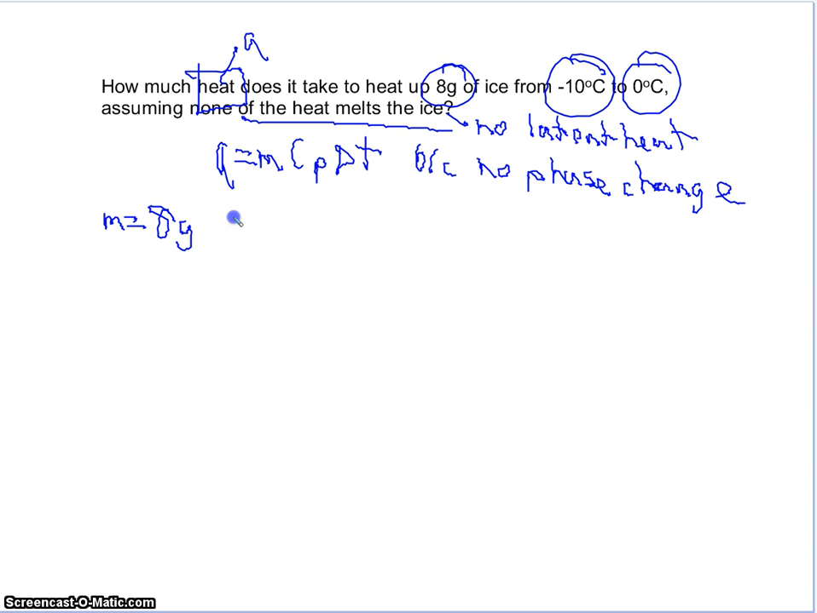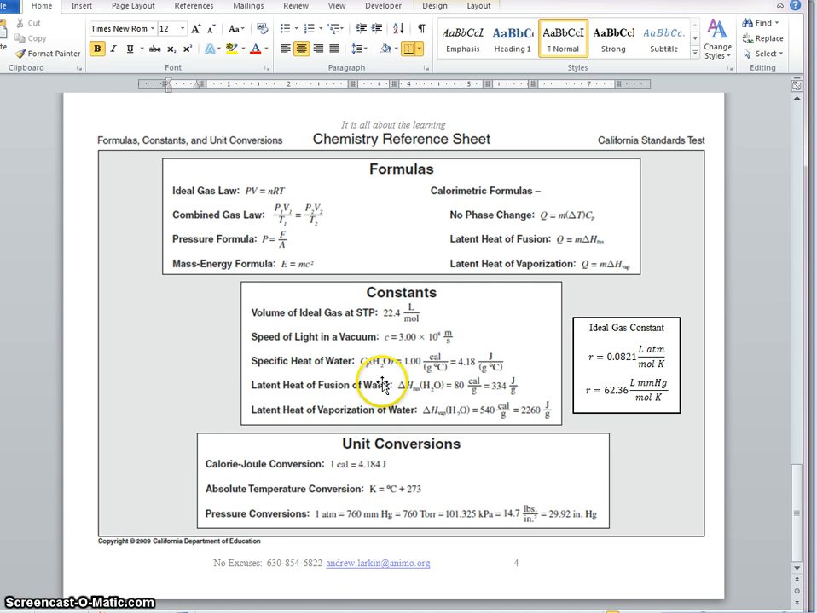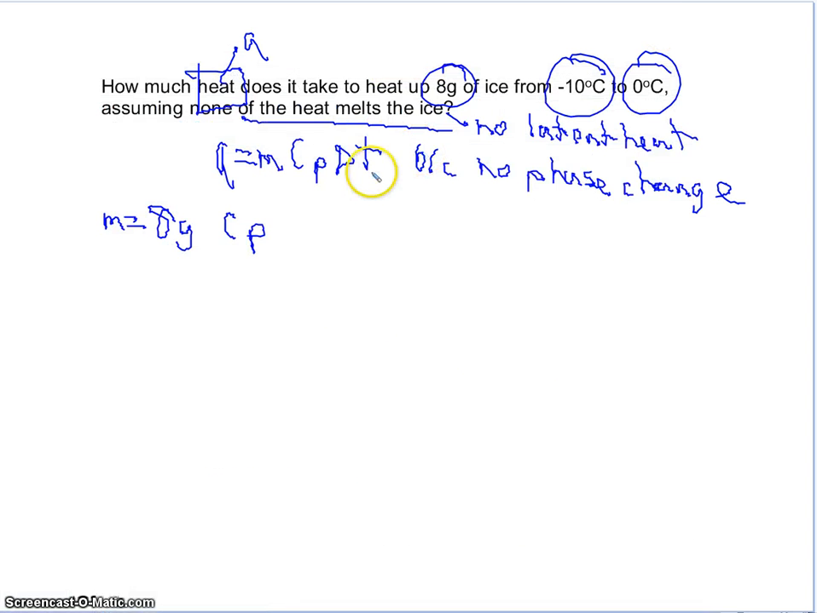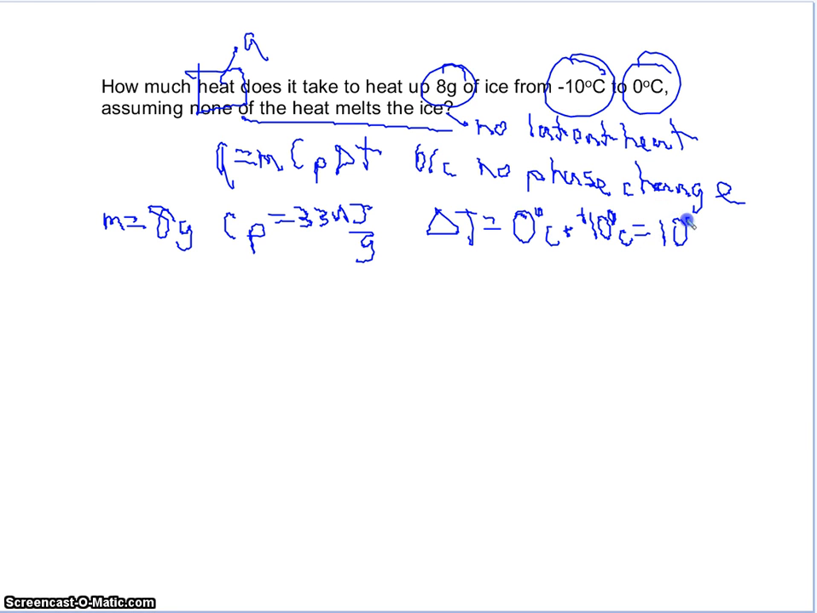M equals 8 grams. Cp, I've got to look that up from my handy-dandy periodic table. Let's see. It's freezing, or melting, or whatever. Heat of fusion. So 334 joules per gram equals 334 joules per gram. You could also use calories, because it just says heat. It doesn't say what unit. And then delta T equals final minus initial, so 0 degrees C minus negative 10, so negative negative makes positive. So delta T equals 10 degrees C.